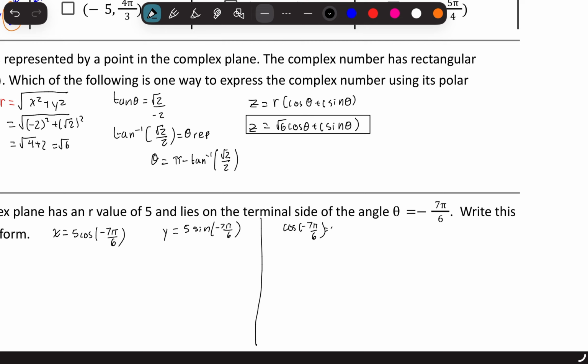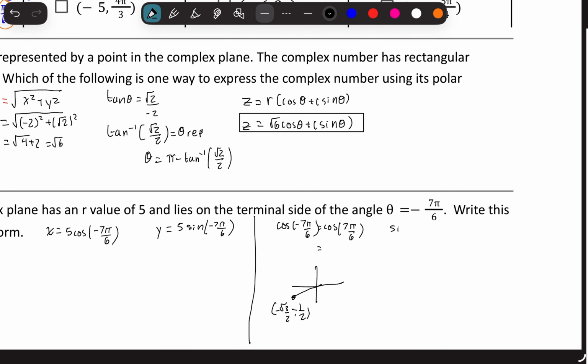These are even. We know 7 pi over 6 is 7 times 30 degrees, which is 210 degrees. And its theta is going to be reference of 60 is 30, so that means you have, but it's in Q3, so it's negative. Now sine.